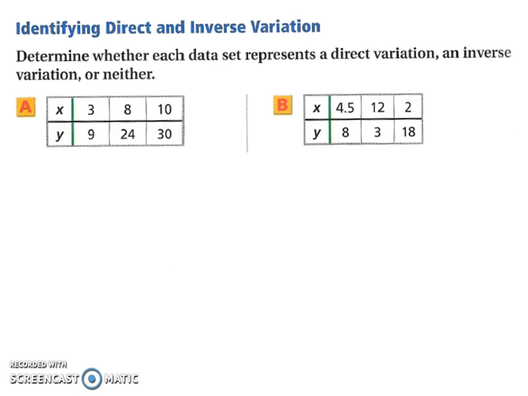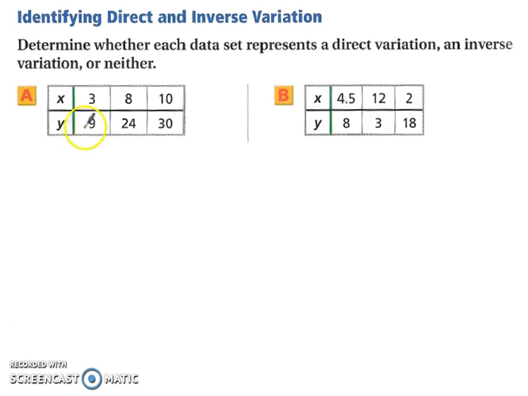Let's practice. So let's determine whether each set of data represents a direct variation, an inverse variation, or neither. So let's look at this first one. Based on the numbers, what we're going to do is try seeing if when we divide that gives us what we're looking for. If not, then we'll try multiplication.